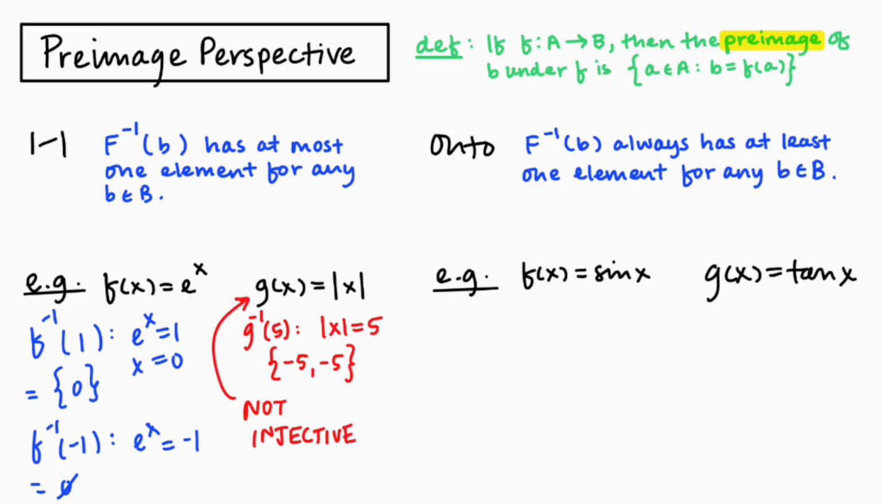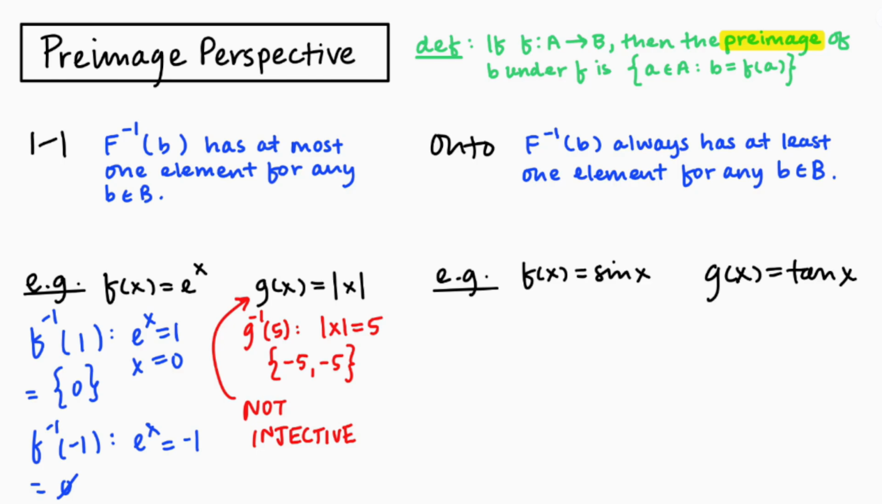And then if I'm thinking about onto, that's where when I pull back, when I look at the pre-image of some number under the function, it always has at least one element. It's never empty. So f of x equals sine x was not onto, right? Because it only maps onto the interval negative 1 to 1. Those are the only possible outputs I can get. If it was going to be onto, I could have any possible output. That's going to be tangent.